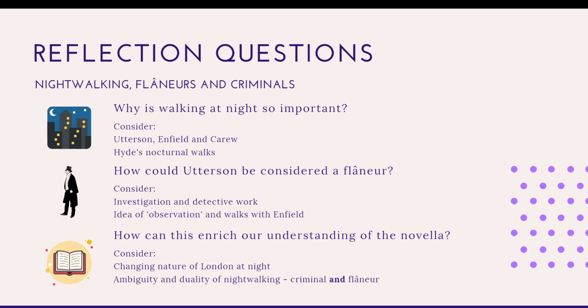What about Utterson as a flâneur? His desire to investigate and engage in detective work, even though of course he's a lawyer. The notion of observing the city, the kind of walks that he goes on, that we hear particularly at the beginning of the book, those walks with Enfield, this pair of flâneurs moving through the city, observing and spectating. And then finally, how can it enrich our understanding of the novella?